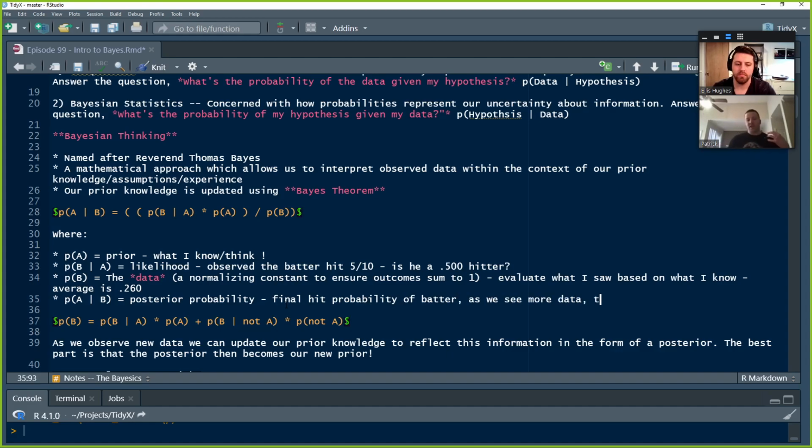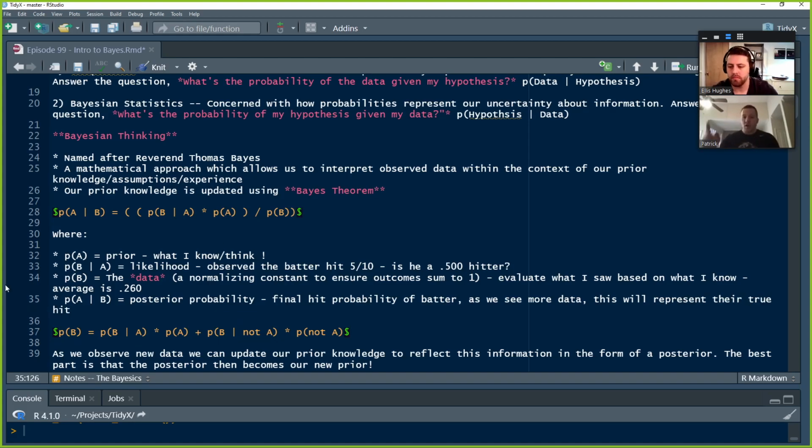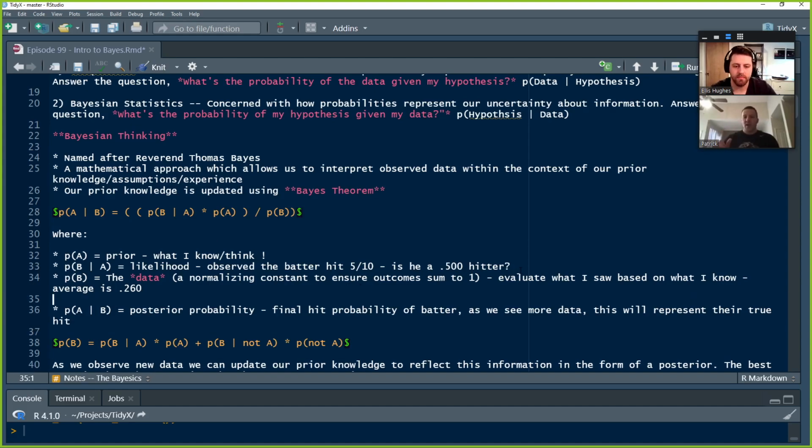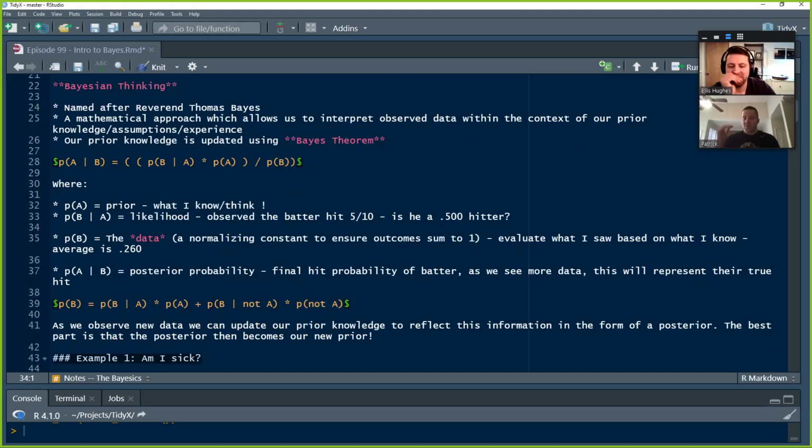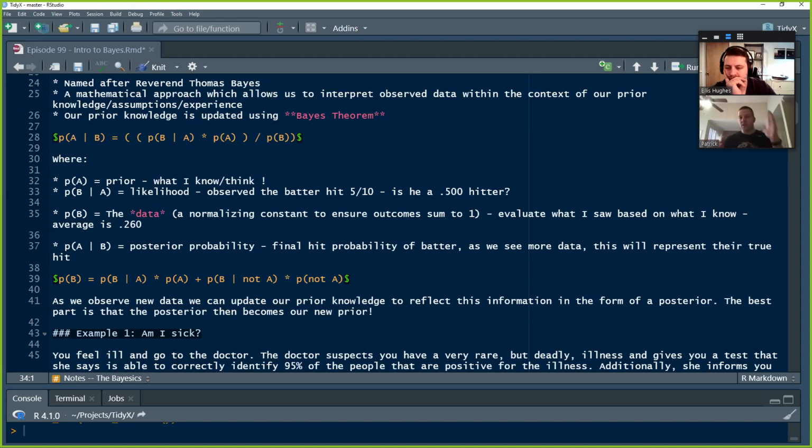And so probability of B, the denominator, is what's referred to as the data. And that's the normalizing constant. And it ensures that all of the outcomes we're looking at obey the rules of a probability distribution, which means they have to sum to 1. Probability only goes from 0 to 1. It can't go above that. So it has to sum to 1. So we're evaluating what we saw based on what we know. We're putting all that information in, and we're dividing by this normalizing constant to get everything summed to 1. And that produces our posterior probability. This is the final knowledge that we're taking forward on this player.